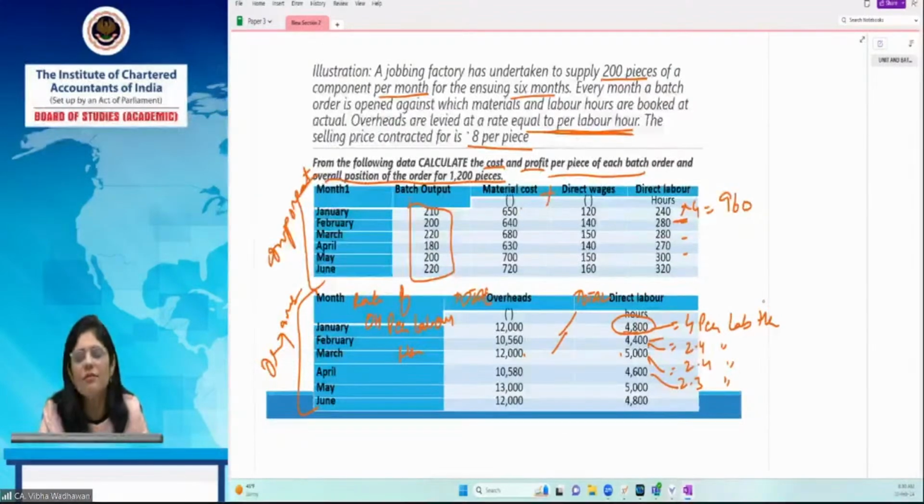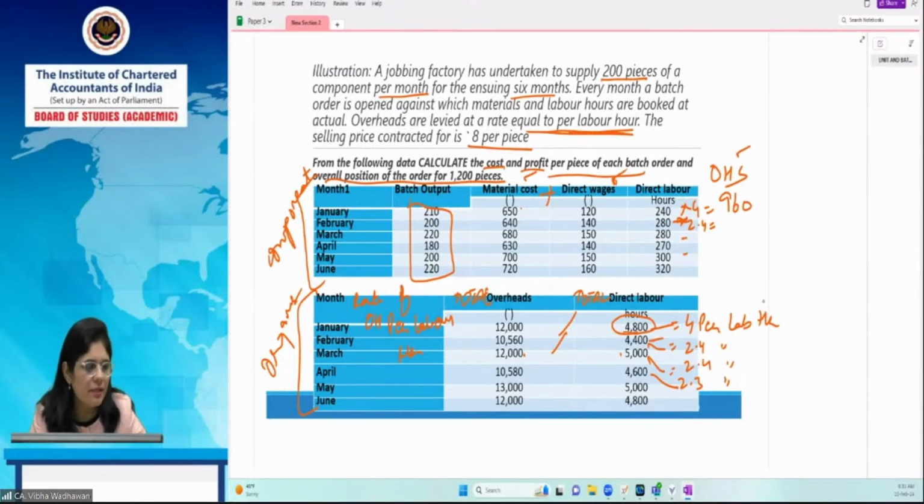The rate we will be applying to the labor hours, because it's written that overheads are levied at a rate equal to per labor hour. So we have calculated the per labor hour rate and we will apply it to the direct labor hours. Second is into 2.4. Similarly, you will be calculating the overheads. So these are overheads. Clear? So we have direct material, we have direct wages, and now we have overheads. So all the three elements of cost we have done.